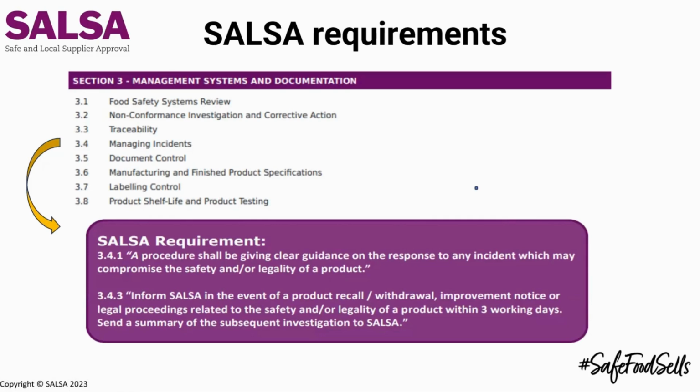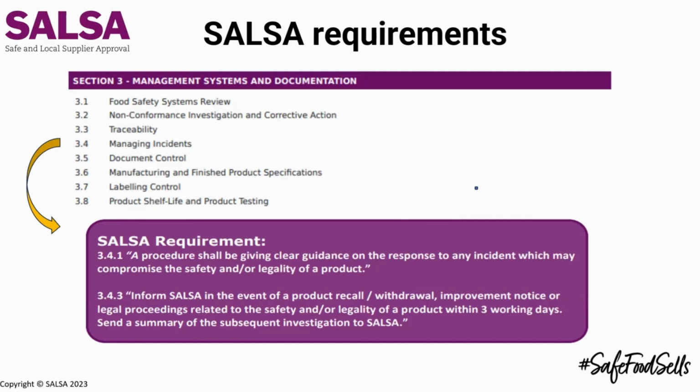So the SALSA requirement: a procedure shall be given, clear guidance on the response to any incident which may compromise the safety and legality of the food. So we're talking here again about your documented procedure within your quality management system, and that's something you're then able to train people on and refer back to in the case of an incident.